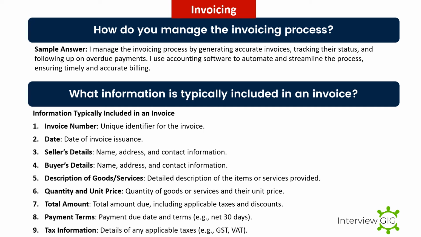What information is typically included in an invoice? Information typically included in an invoice. 1. Invoice number, unique identifier for the invoice. 2. Date of invoice issuance. 3. Seller's details, name, address, and contact information. 4. Buyer's details, name, address, and contact information. 5. Description of goods or services, detailed description of the items or services provided.